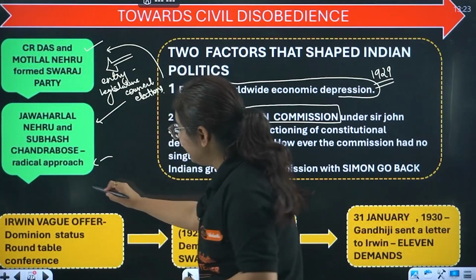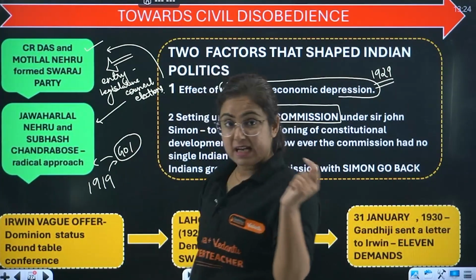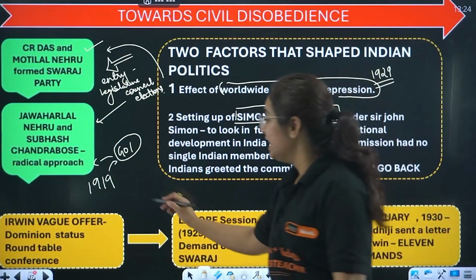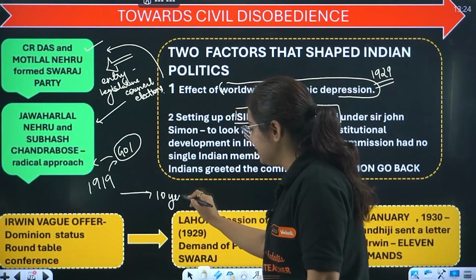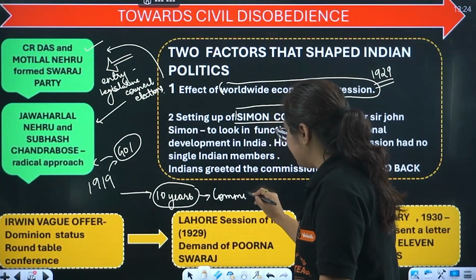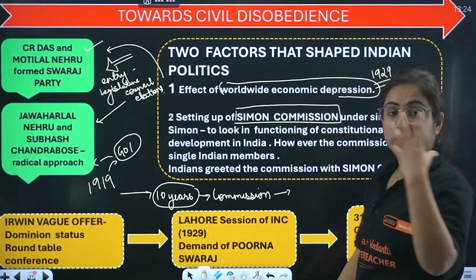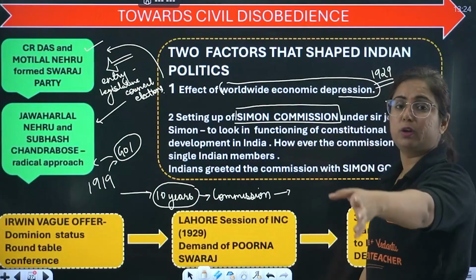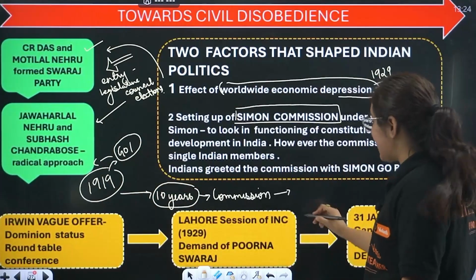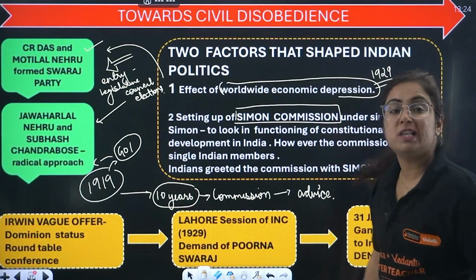So in 1919 an act was passed that is popularly known as the Government of India Act. Connect the dots here. In 1919 the Government of India Act was passed, and this said that after 10 years we will be forming a commission for India, a commission that will look at what worked for India and what did not work in this act. It will analyze the political development done in this act and also advise for future constitutional development.